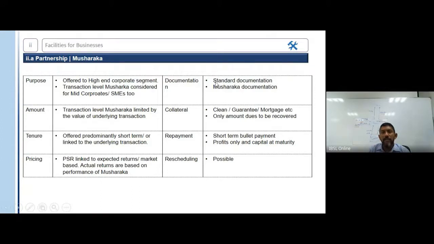Documentation: standard documentation, such as the offer letters and all the collateral and security documentation. On top of it, you will have the product documentation also in a Musharaka. You can take any type of collateral in a Musharaka. You can give it clean, you can take a guarantee, you can take a mortgage, you can have a lien or something. All types are possible. But amounts recovered have to be what is due.